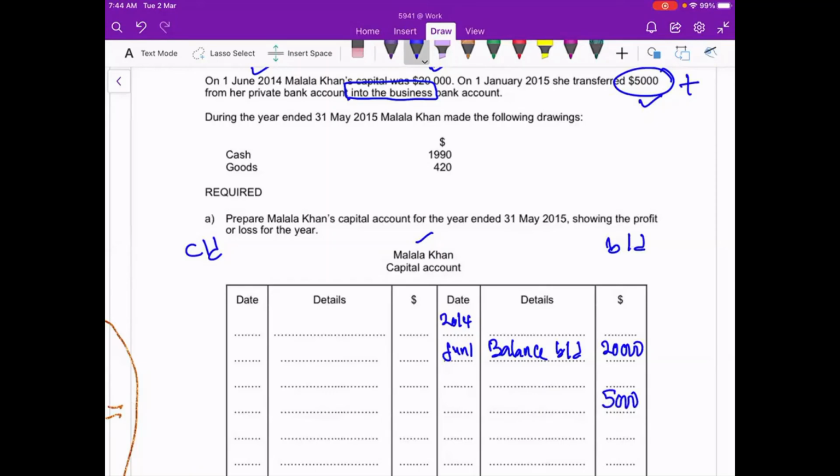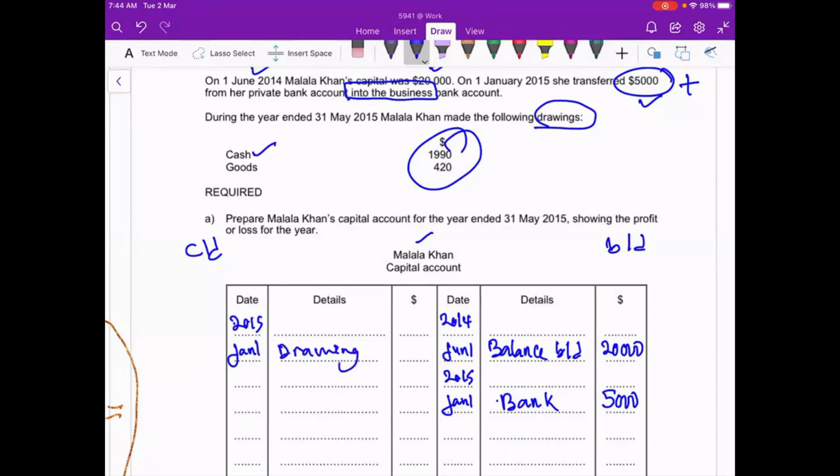5,000. Then we write 2015, January 1. We write here bank because she gave us money. After that, during the year, to 31st May 2015, Malala Khan drawing. So this is my total drawing. Drawing will reduce the capital, so we put it on the debit side. 2015, January 1. If she withdraws cash, we write here drawings. Whenever we draw cash, we write drawing. If she draws goods, we will write purchases. We write purchases for 20. Okay, I have included all the information given to me.